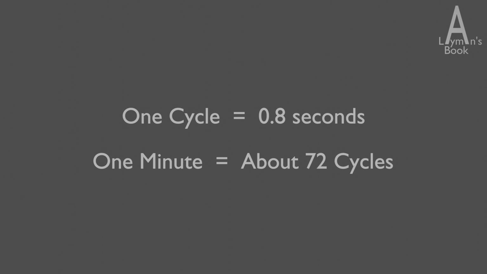This whole cycle completes in less than 1 second, and hence in 1 minute your heart beats about 72 times. Means your heart completes 72 cycles in a minute.